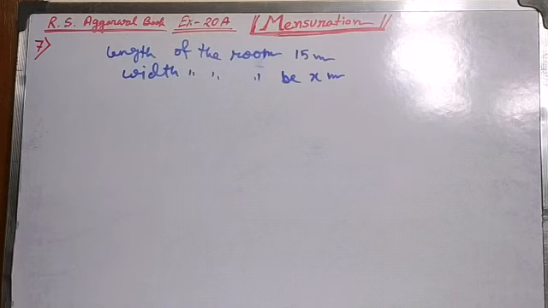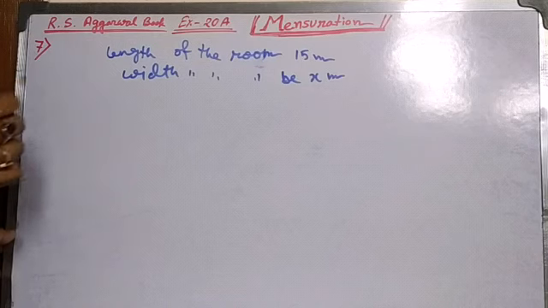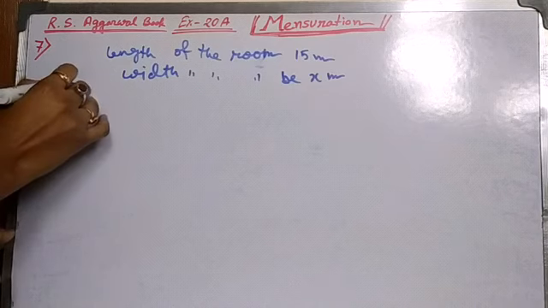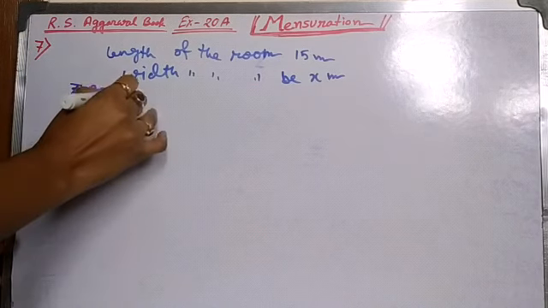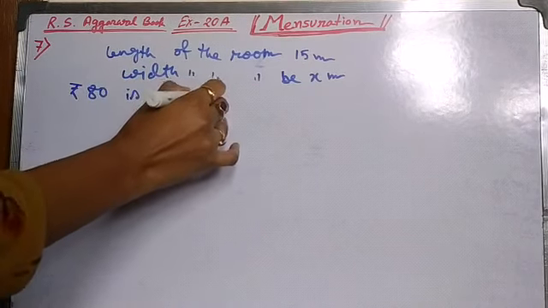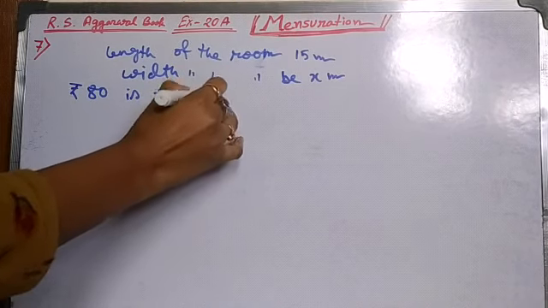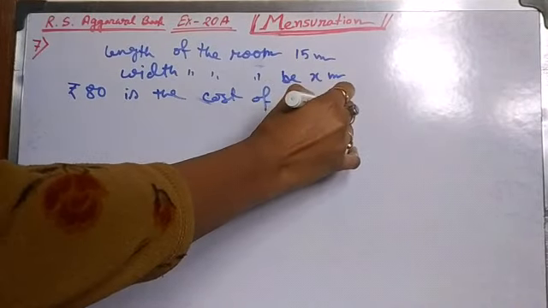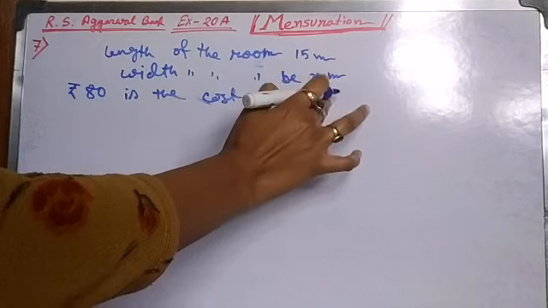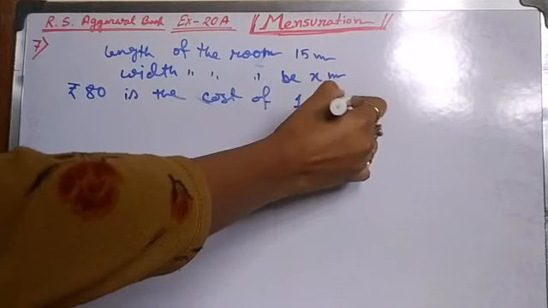Now here the per meter carpet cost is rupees 80, that is given, and the total expenditure 19,200 is also given. So by the unitary method we can find out the total length of the carpet. So rupees 80 is the cost of one meter carpet, that is the length of the carpet, 1 meter carpet.